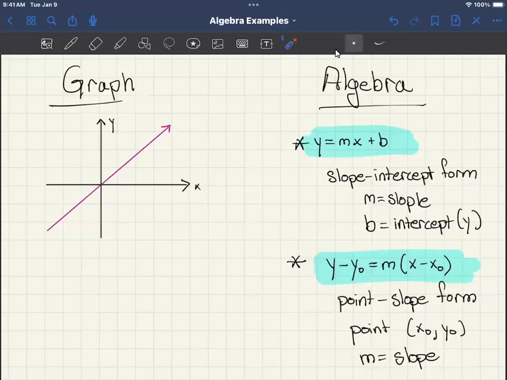One of them is more useful in general. The y is equal to mx plus b is considered the cleaner form. That's the one your teachers usually want you to get to. However, the point slope form is usually the easiest to start off with. So if you're ever asked to graph or to find the equation of a line, especially if you're given 2 points, start out with the point slope form. That is the way to go.